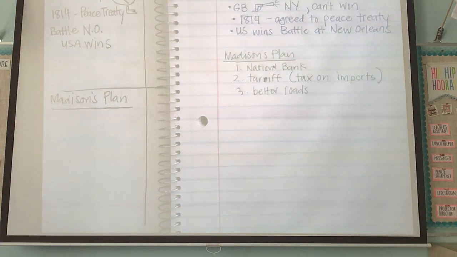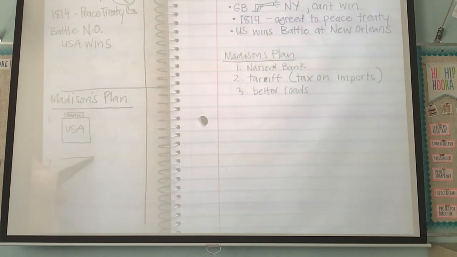There were three parts to his plan, right? The first one was the national bank. Since we've been talking about it so much, I think if I draw a building and write bank, and I'm going to write USA in the middle to show me that he wanted a national bank. The next thing he wanted was a tax on imports.